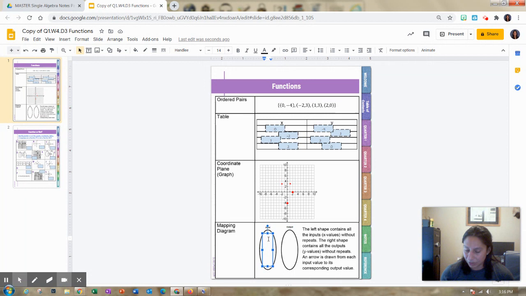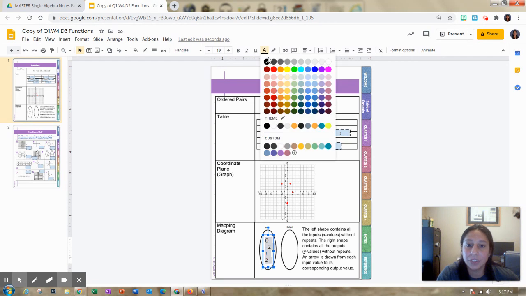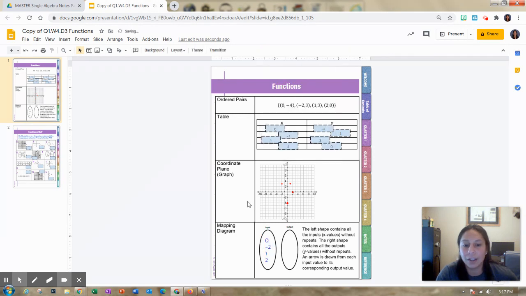So our X values were 0. I'm going to press enter, -2, enter, 1, enter, and then 2. These were all of our X values, okay? I can highlight these and make them a little bit larger so that they're more spread out and fill up that whole box. You can mess around with your color. If you wanted to make it a different color, that is totally up to you. Again, these are your notes. You can customize them however you choose, okay?